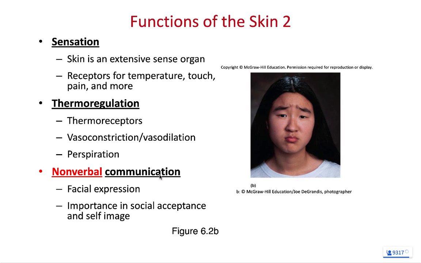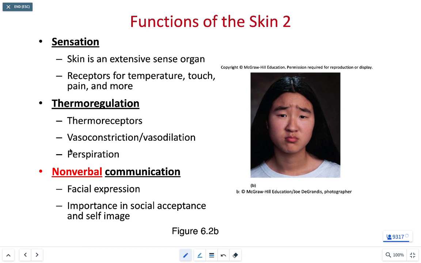We also use our skin for sensation. We have a lot of sensory organs. We have thermoreceptors. We have pressure receptors. We have pain receptors. We have all of these sensory receptors on our skin to help us have information from the external environment to be sent to our brain to be processed.